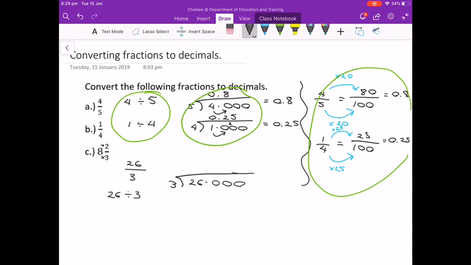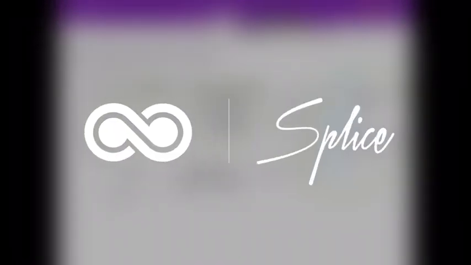How many 3s go into 2? The answer is 0. How many 3s go into 26? 3 times 8 equals 24, with 2 left over. How many 3s go into 20? 3 6s are 18, with 2 left over. And again, I can see a bit of a pattern emerging here. And the answer is 8.6 reoccurring. So those are the 3 different strategies in how to convert fractions to decimals.